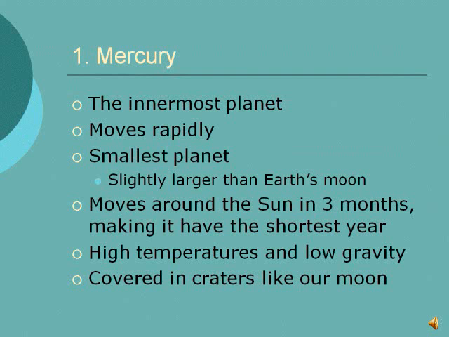Mercury is the innermost planet. It moves very rapidly around the sun. It is the smallest planet. It's only slightly larger than our moon. It moves around the sun in 3 months, making it have the shortest year of all the planets. It has very high temperatures and low gravity, and it's covered in craters like our moon.